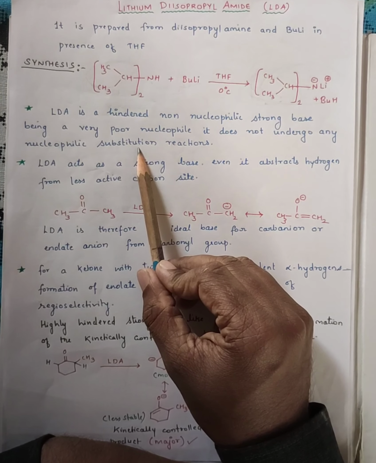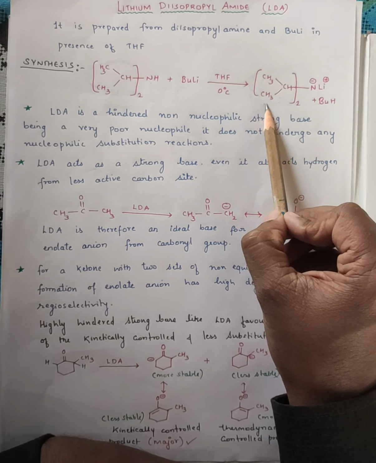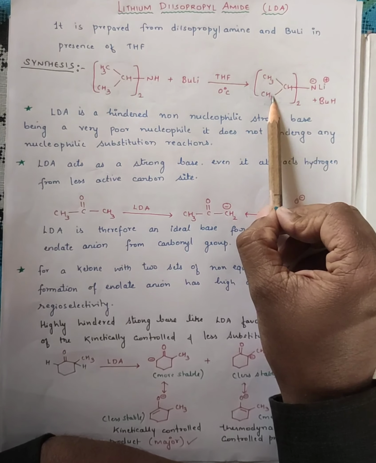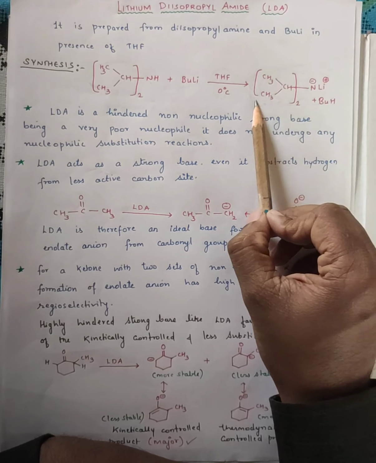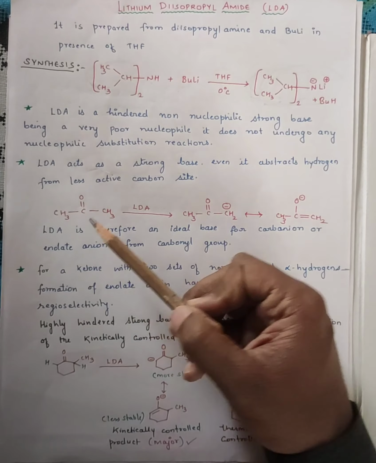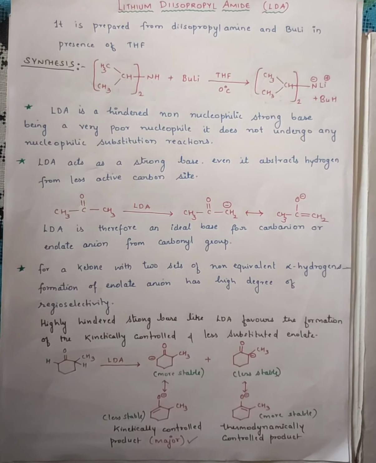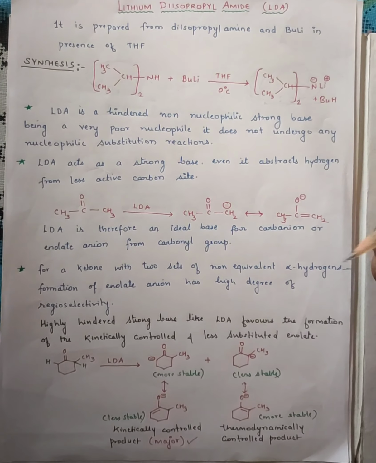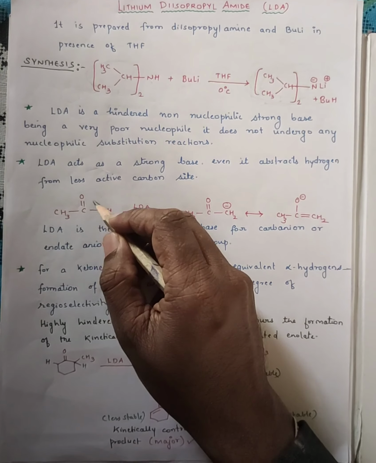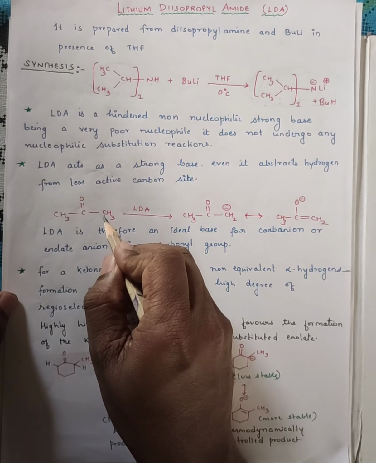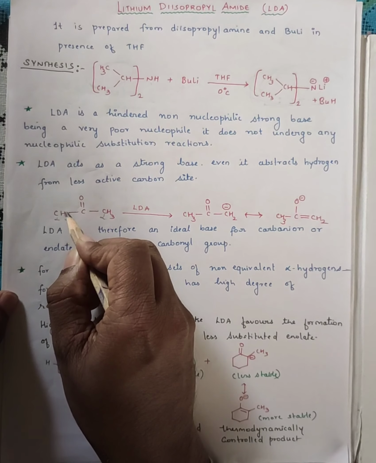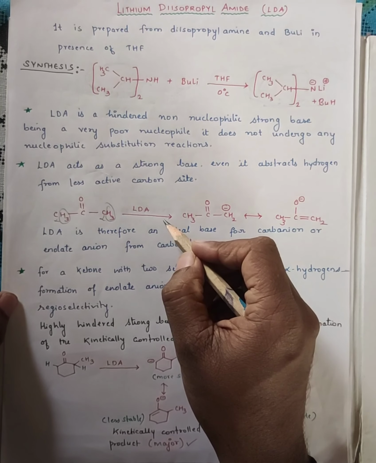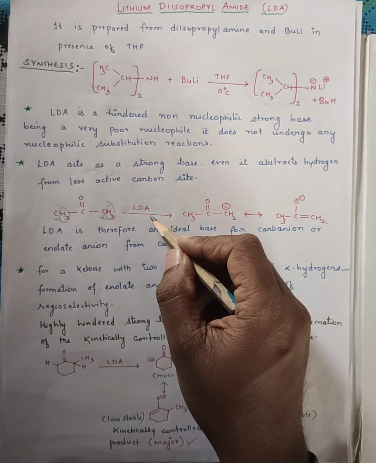What is the reason for that? The bulky group present in LDA will not allow the reagent to undergo nucleophilic substitution reactions. Now LDA is a strong base. So what is the function of a strong base? Abstraction of the acidic proton. Where are the acidic protons present? See this ketone: this is the alpha position and this is the alpha position. These three hydrogens and these three hydrogens are known as acidic hydrogens, that is, acidic protons.